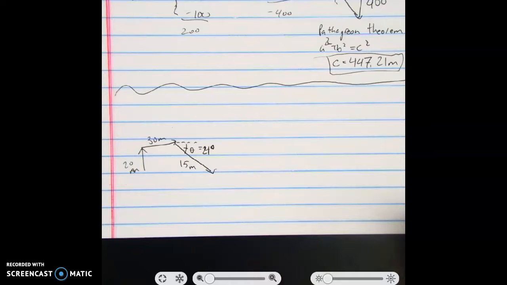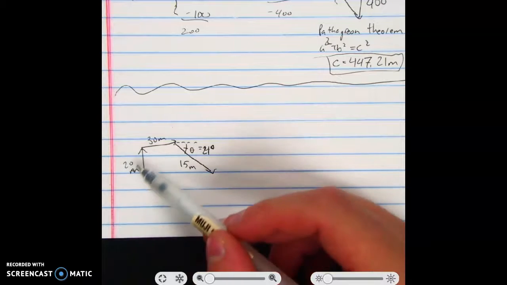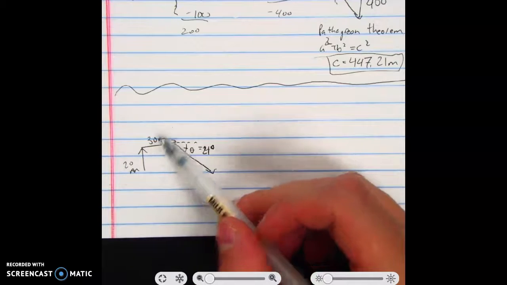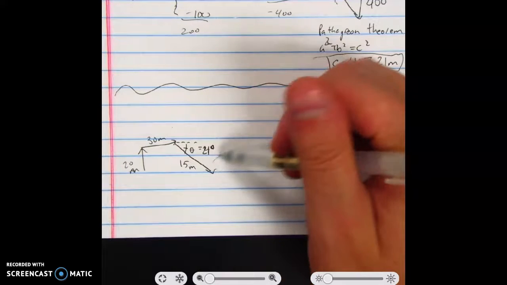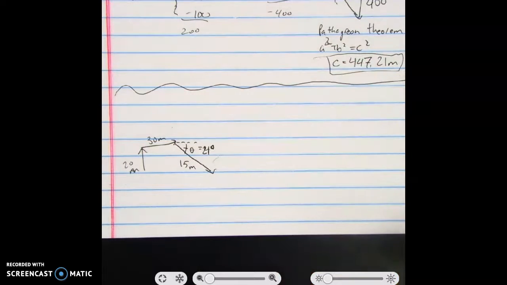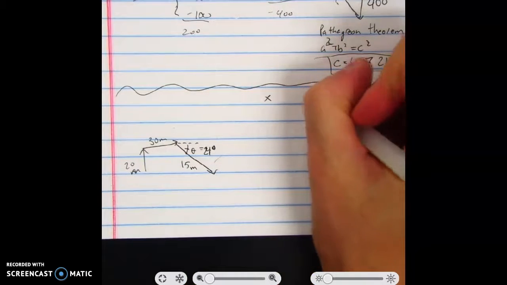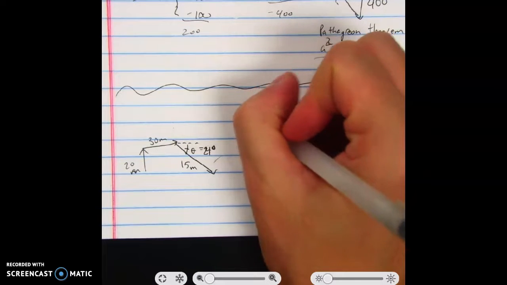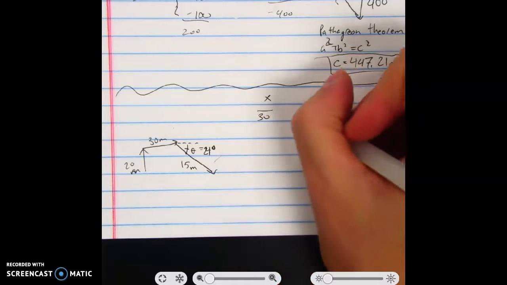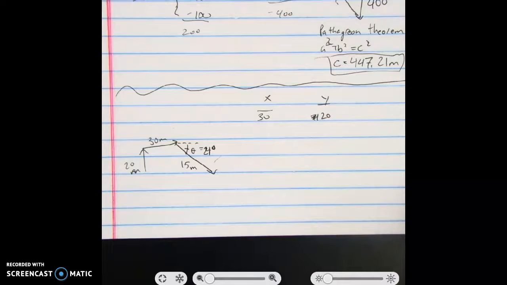Okay? So now we run into an issue because, yes, we have a y-axis value of 20 and an x-axis value of 30, but this 15 meters at an angle of 24 degrees is not along solely the x or y-axis, it's kind of along both. So let's tackle that in a second. Let's just start with a little chart. So x, y, x is 30, y is 20, not 40, 20.